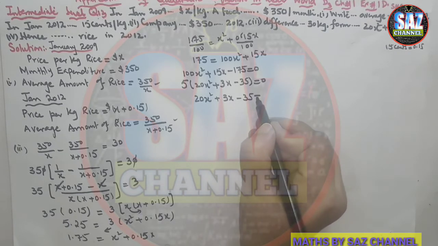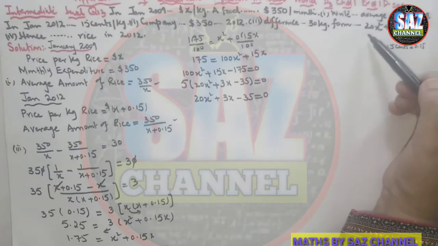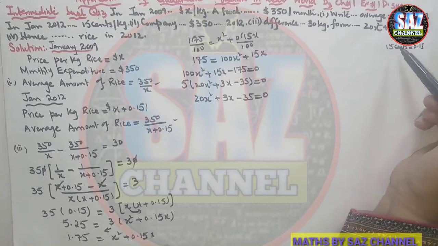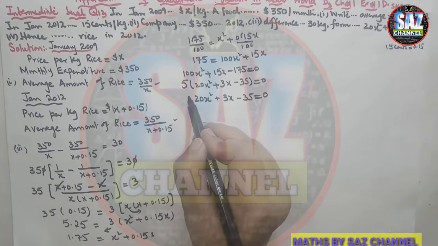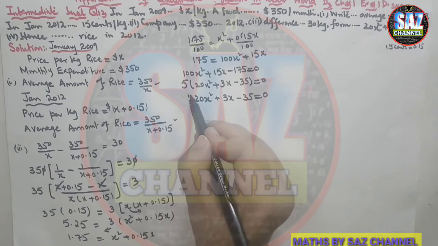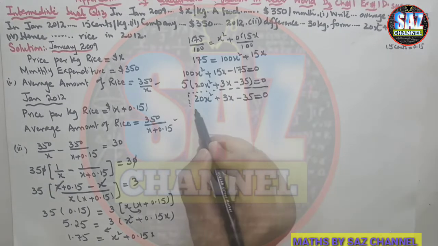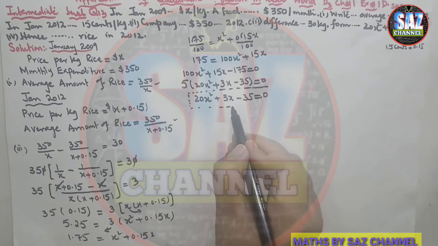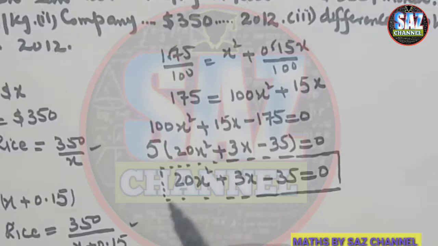35 equals 0. And compare this equation with the given equation, 20x square plus 3x minus 35 equals 0. It is really important that when the equation is already given in the question, we have to reduce our working to that step. So at this stage we are reaching that step. I hope this step is okay to you.